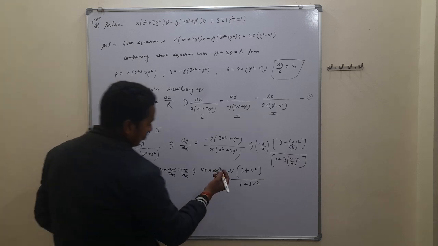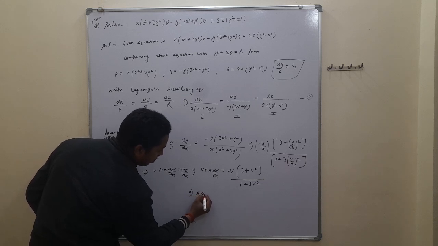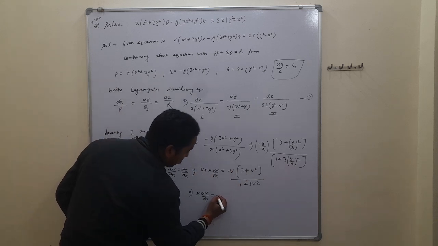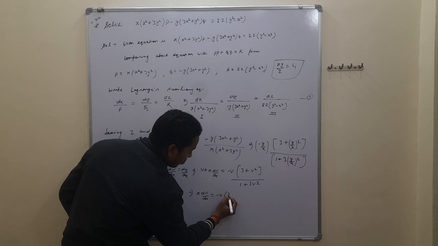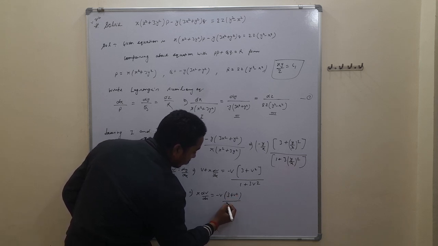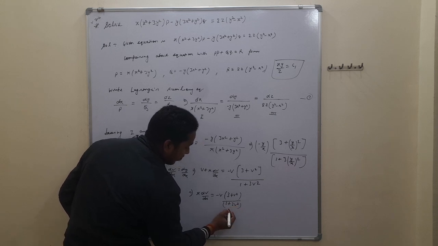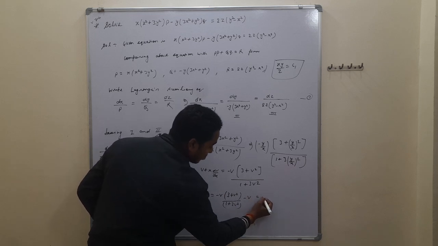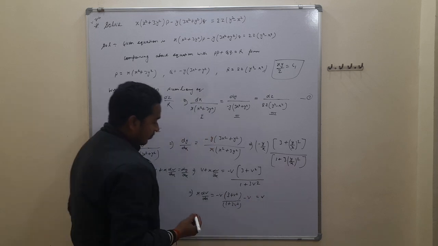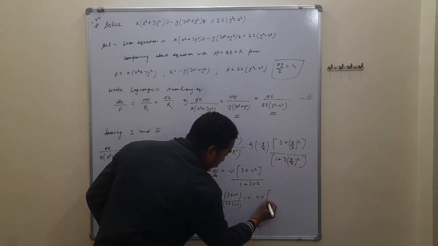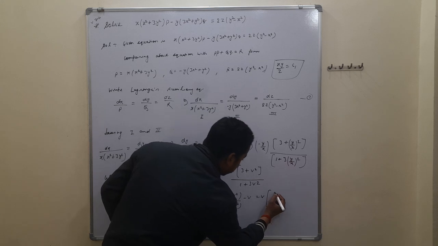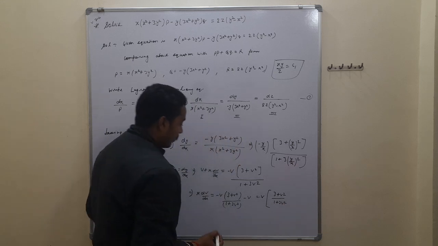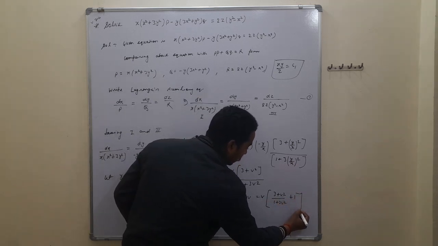Further we solve. This is given by x dv upon dx, and plus v is taken to the right-hand side, giving minus v into (3 plus v²) upon (1 plus 3v²) minus v. From here we take v common, minus v taken common, and the remaining is (3 plus v²) upon (1 plus 3v²) plus 1.